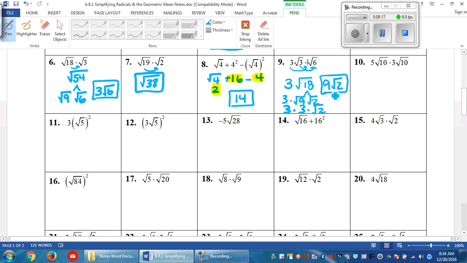And number 10, we got 5 times 3, which ends up being 15. And root 10 times root 10, we all know the shortcut now, but the square root of 100 would be 10. So 15 times 10, final answer, 150.